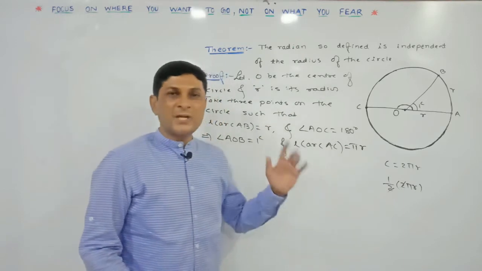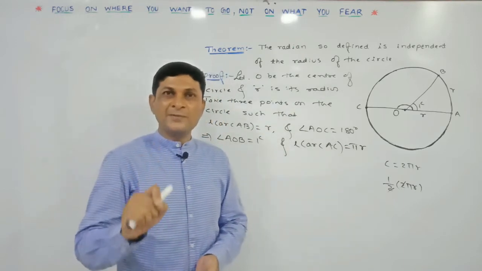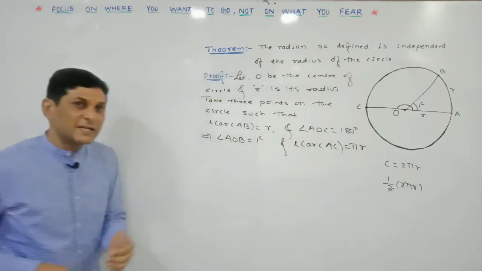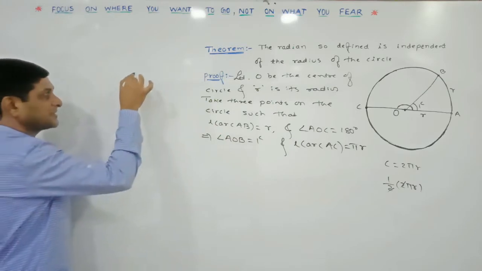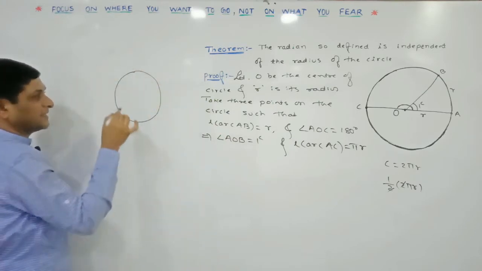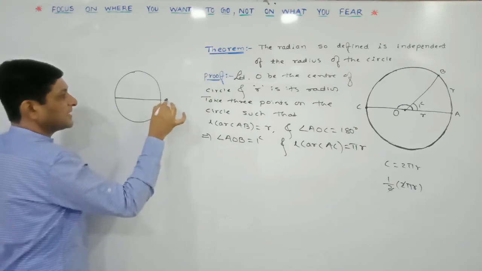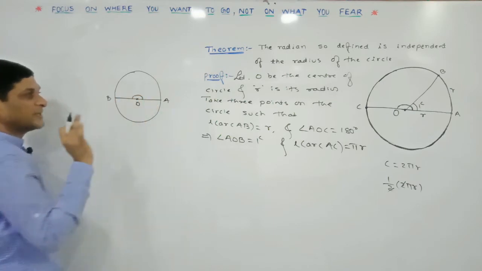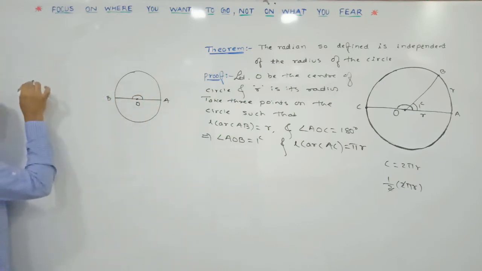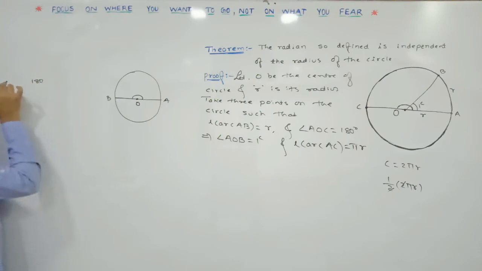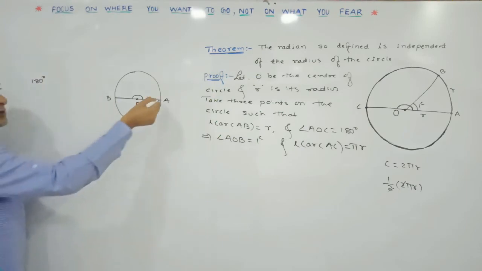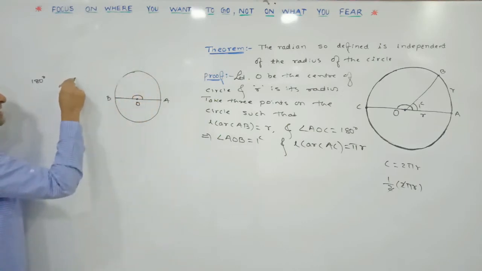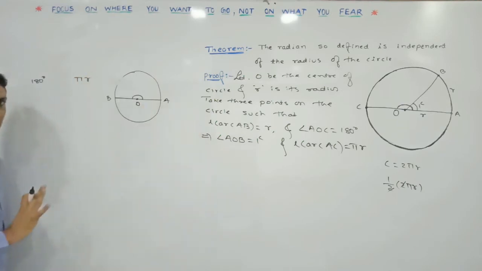Now, once these values are known to us, we are using one important result which we have studied in class 10th. Let us revise once again that result. Suppose this is a circle, and here I am taking 2 points on this circle, A and B. What is the measure of this angle AOB? AOB is equal to 180 degrees. And what is the length of this arc? The whole circumference is 2 pi r, so this half part of 2 pi r means pi r, which we have already discussed.